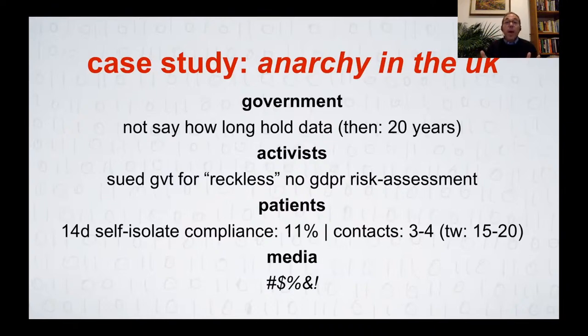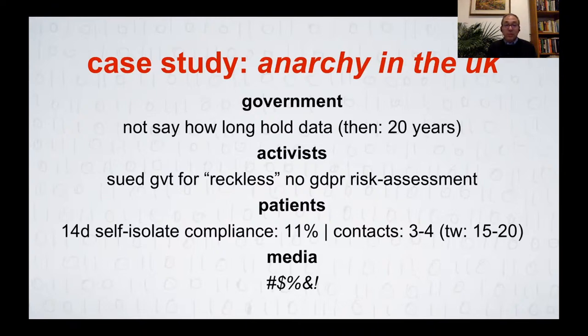The activists have been no better. One group of activists, privacy activists, sued the government for what they called recklessness, because there was no risk assessment in compliance with the GDPR rules that if you're going to have a track and trace app, you need a risk assessment around what it might be. But you can understand why the government didn't have time to do a risk assessment. Again, they're fighting a pandemic and trying to launch the app. So all the government needed to do is to say, hey, we're going to delay it, and here's when we're going to actually produce the risk assessment. And they don't need to be sued or called reckless by privacy advocates. That's just overdramatic.